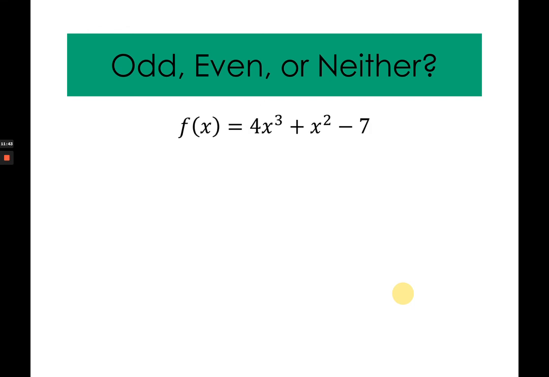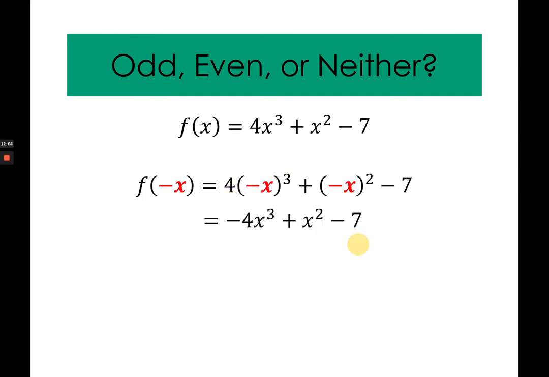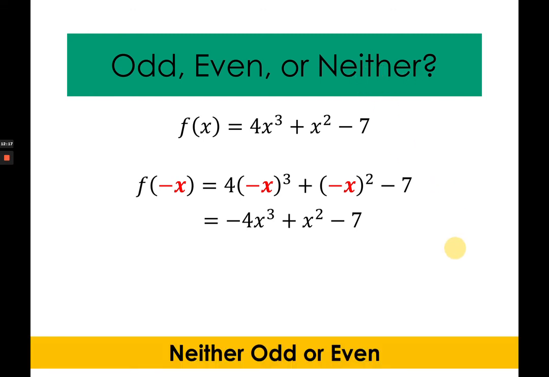Let's have another example. Substitute all x's with negative. This changes the sign of 4, because negative x to the power of 3 is negative. This becomes negative. Negative x squared to the power of 2 does not change. Negative 7 does not change. So there's a change on 4, but there's no change on x. It's either all signs changed or nothing has changed. If only one has changed, then it is the case of neither. Neither odd nor even.